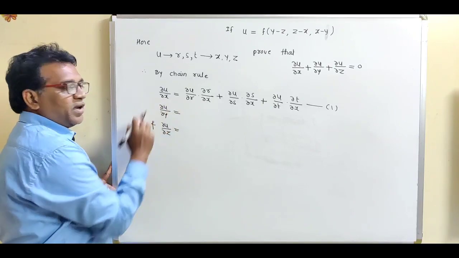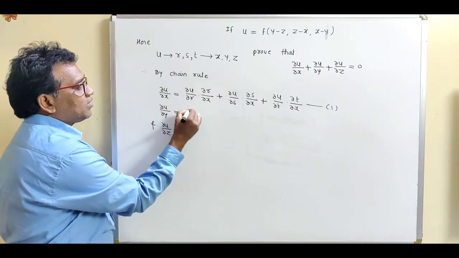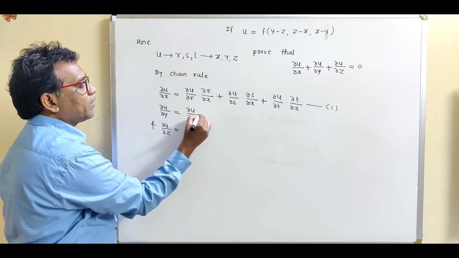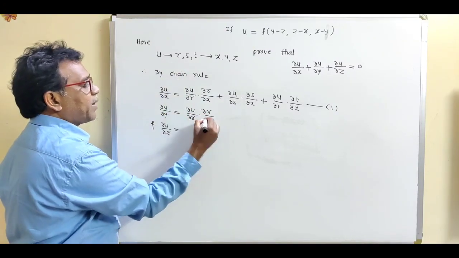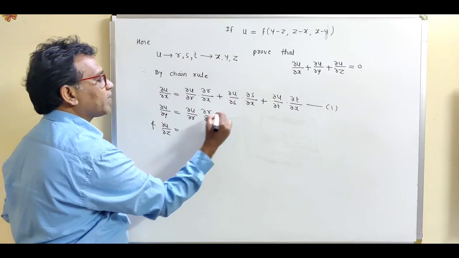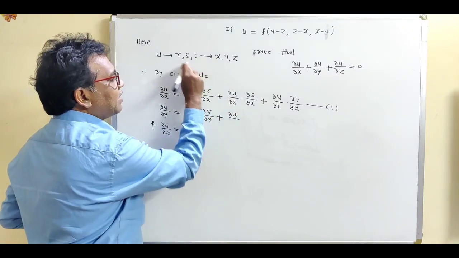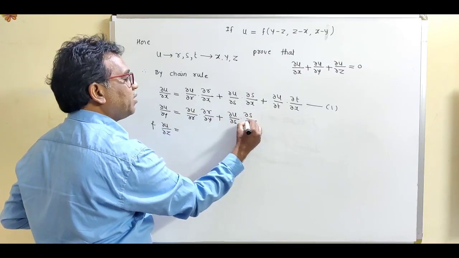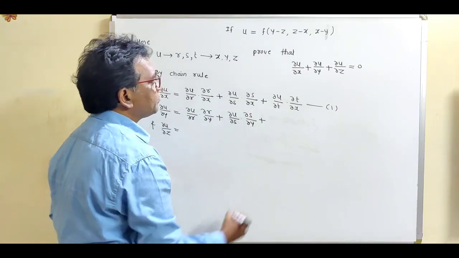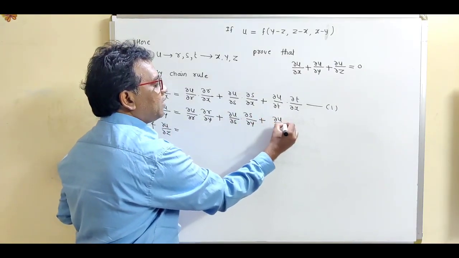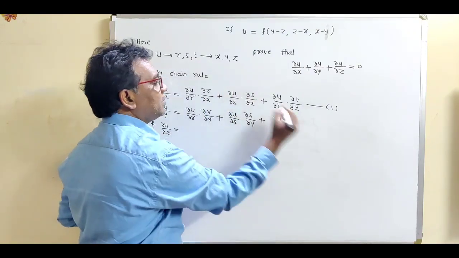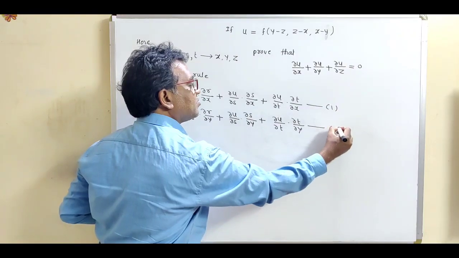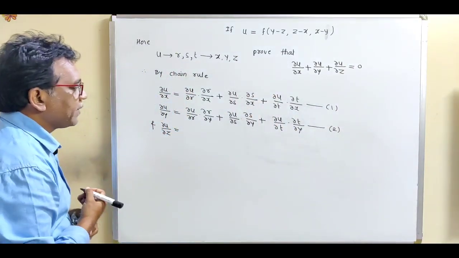Write down this second formula, ∂u/∂y. So this is the starting term, ∂u/∂r times ∂r/∂y, plus ∂u/∂s times ∂s/∂y, plus ∂u/∂t times ∂t/∂y. This is, suppose, equation number 2.